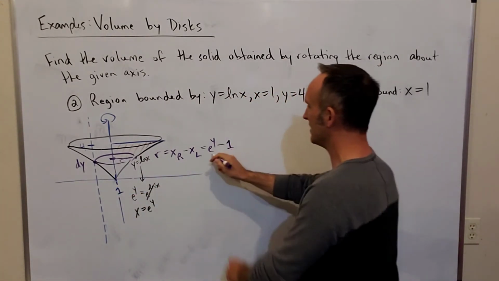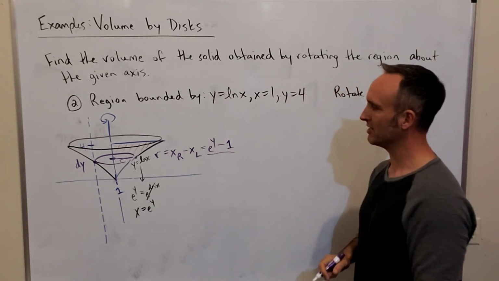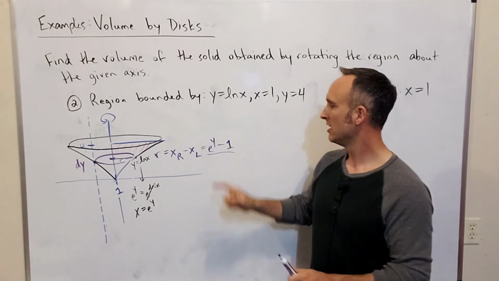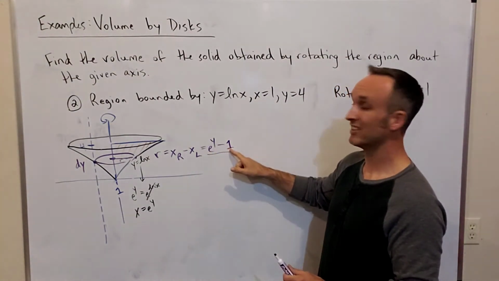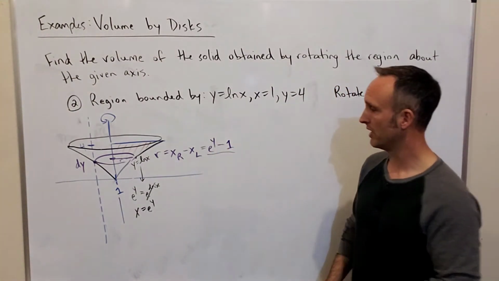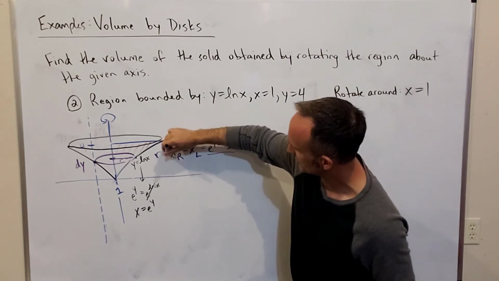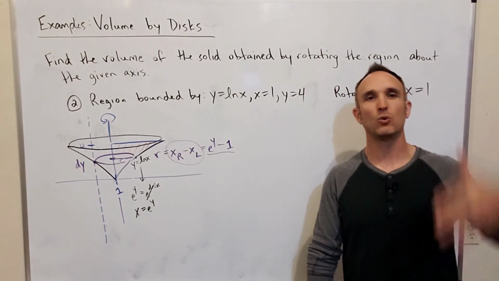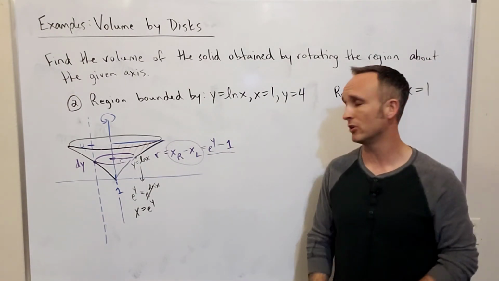So now my radius is e to the y minus 1. And that's the big difference when you're not rotating around the x or y axis. You're going to have to measure from a constant that's not 0. So you got to be really careful with that. That's why I'm always emphasizing this idea for measuring radius. Always think right minus left, or top minus bottom if it's vertical.